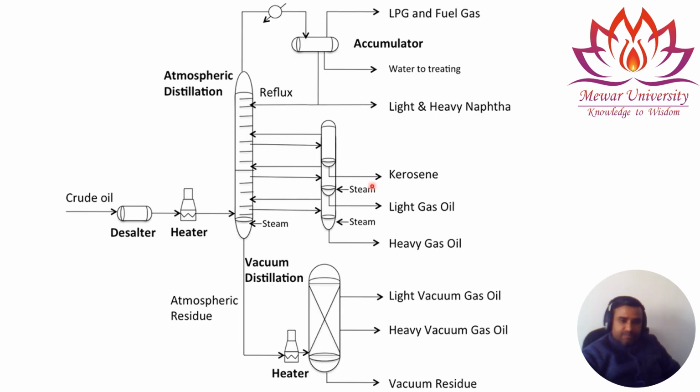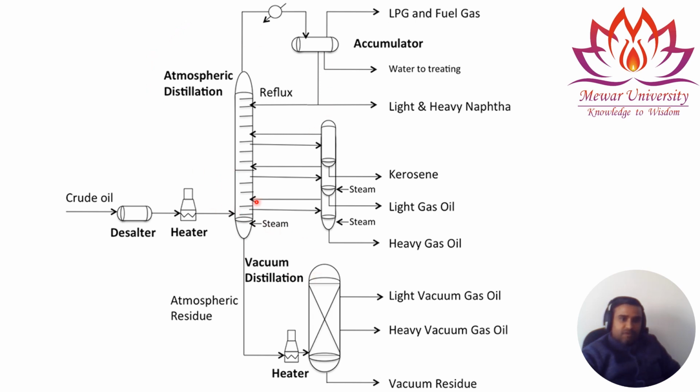Here in this picture you can see the diagram of the vacuum distillation. You see the same process repeating: crude oil, desalter, heater, going to the atmospheric distillation unit. From the atmospheric distillation unit we are collecting the LPG and fuel gas, then water treating, then light and heavy naphtha, kerosene, light gas oil, heavy gas oil. All these products are collected from the atmospheric distillation unit.